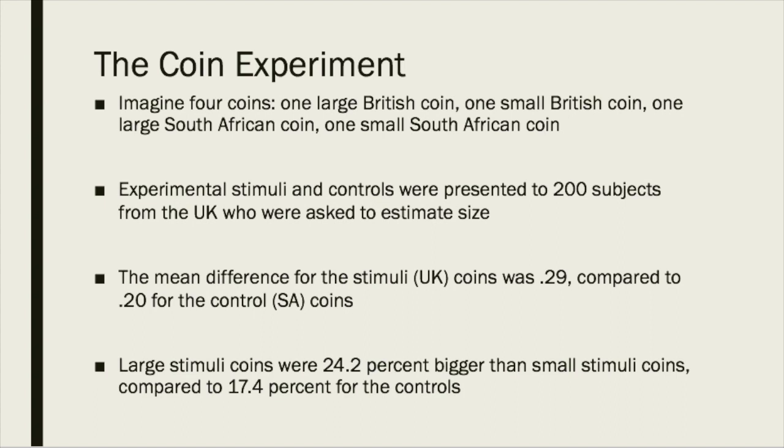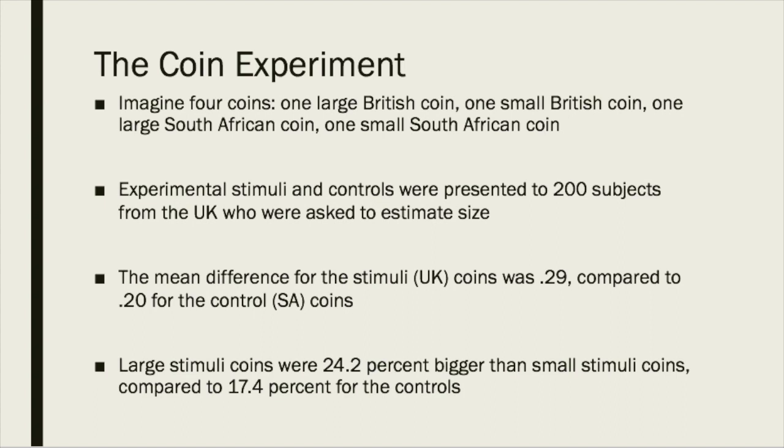Now, let's think about our expectations based on accentuation theory. Because the British coins have value to British people, then we can expect some level of perceptual overestimation in terms of size difference. But because the South African coins do not overtly have the same value to British people, then we can probably expect a more accurate estimate of the sizes. And indeed, as it happens, this is exactly what the experiment found.